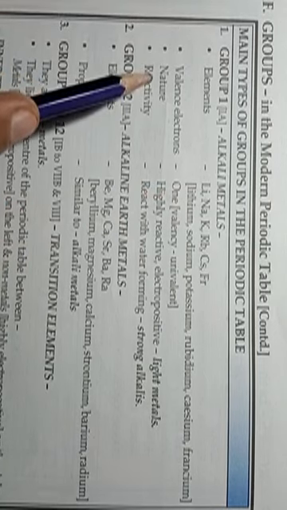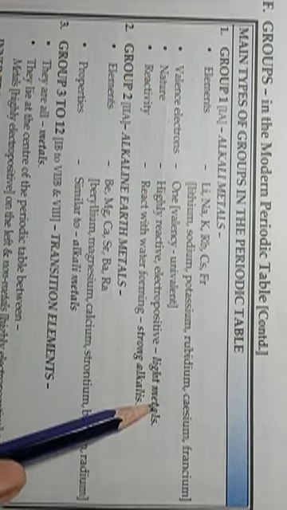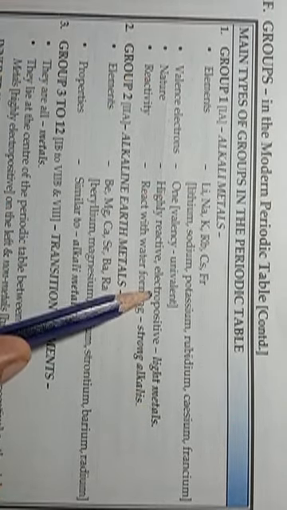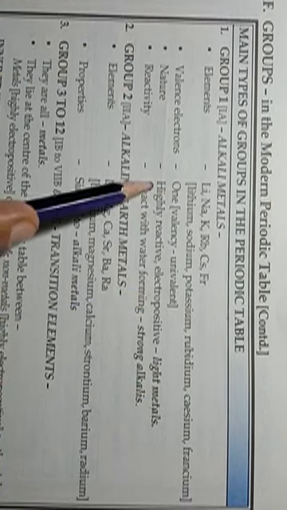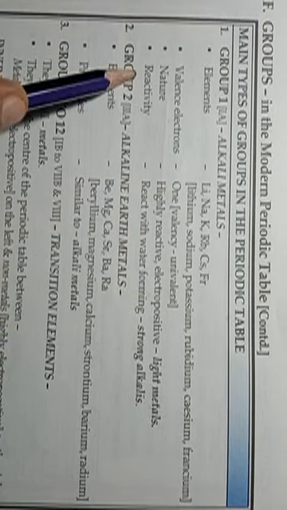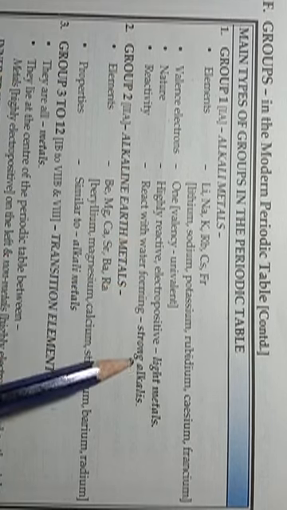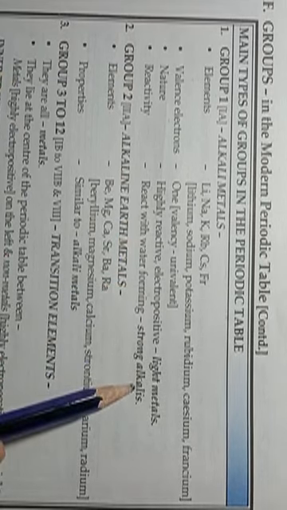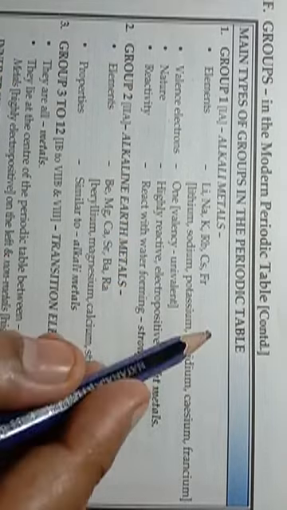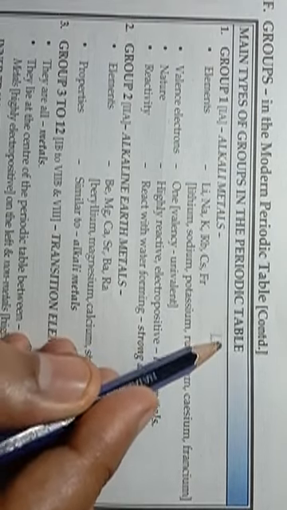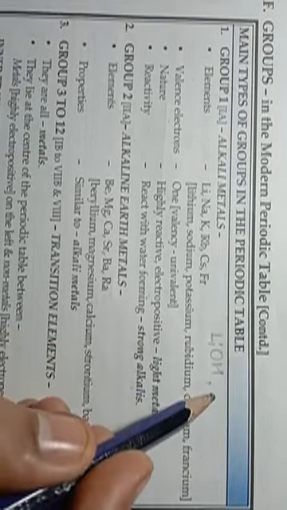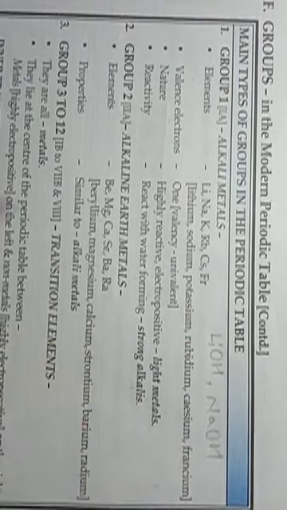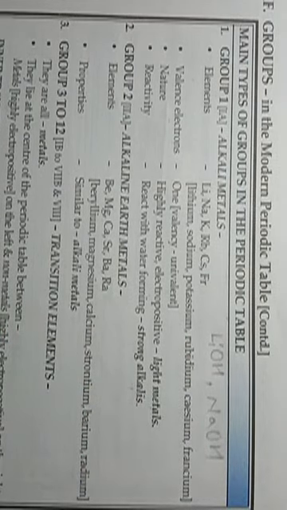Nature: all are light metals. Electropositive means they can donate electrons. Highly reactive. Reactivity: they react with water, forming strong alkalis. For example, with water, lithium forms lithium hydroxide, sodium forms sodium hydroxide, and so on.